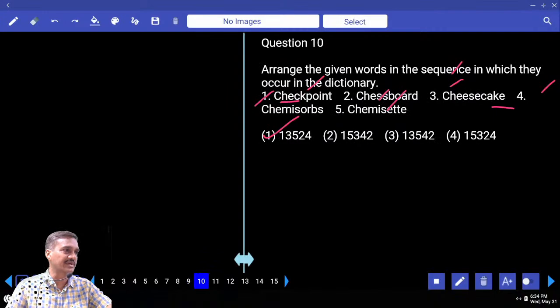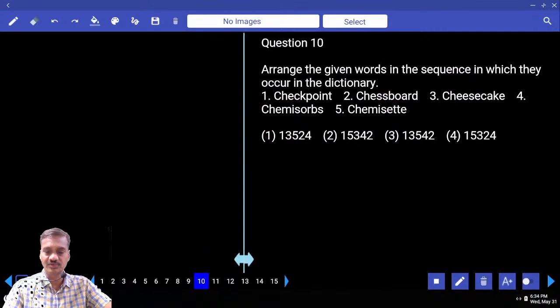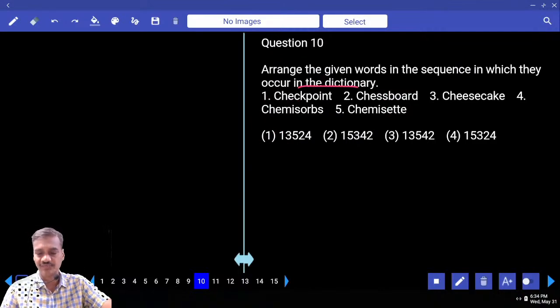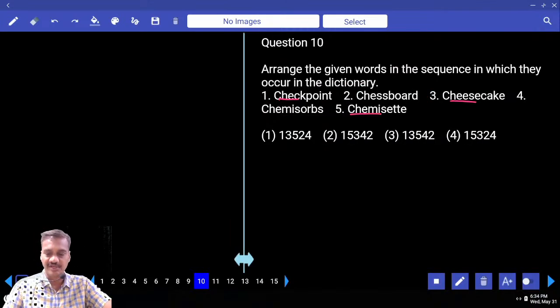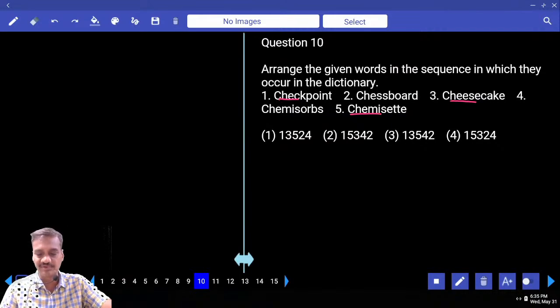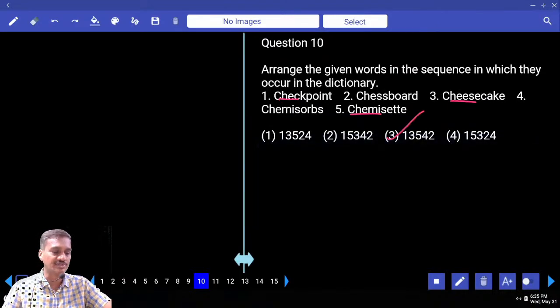Then next one, question number 10. Now here we need to arrange all the words in the sequence. Now what is the sequence we follow here? First, the checkpoint, isn't it? Then a hierarchical order in the chess. Then next one is what? And cheesecake, 1, 3. Next one, now dictionary order. Now in this dictionary order, CHE. Next one, CHEE. Then next one, CHEM. And so 1, 3, 5. 1, 3, 5, between 4 and 2, 4 comes first, choice 3.